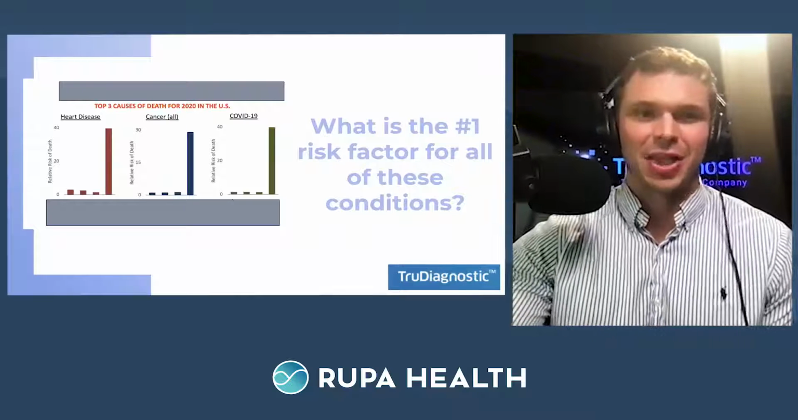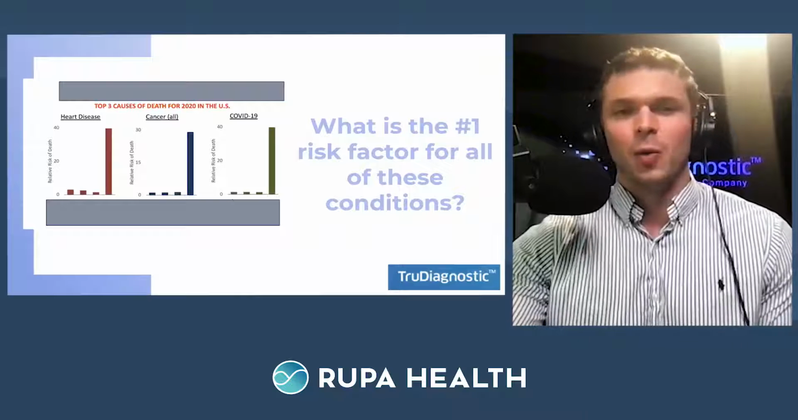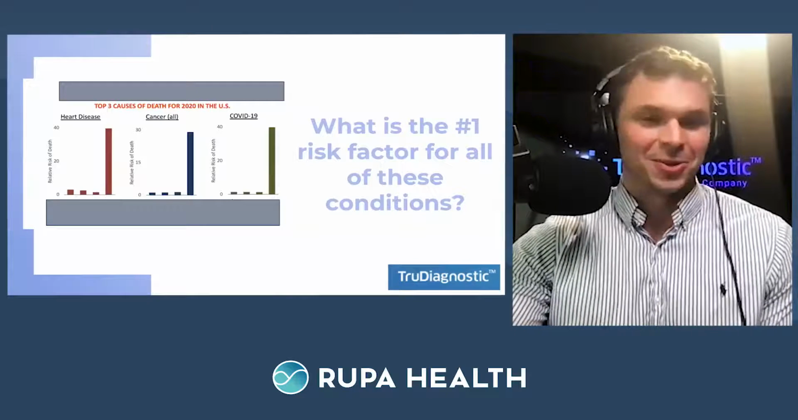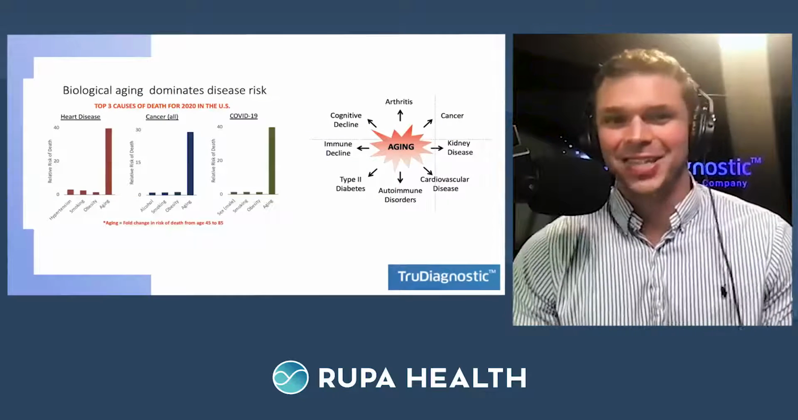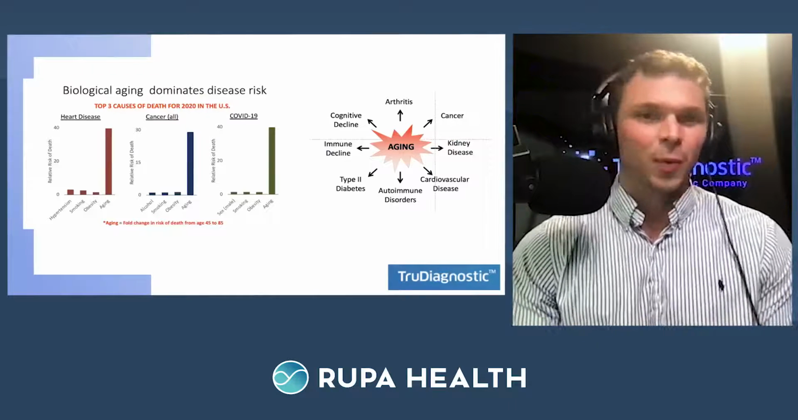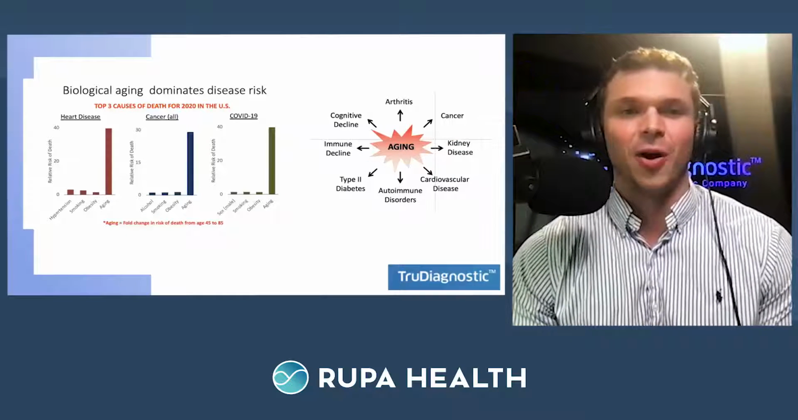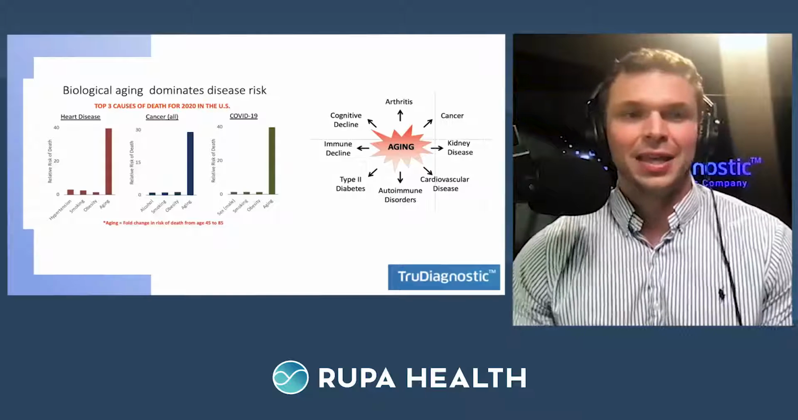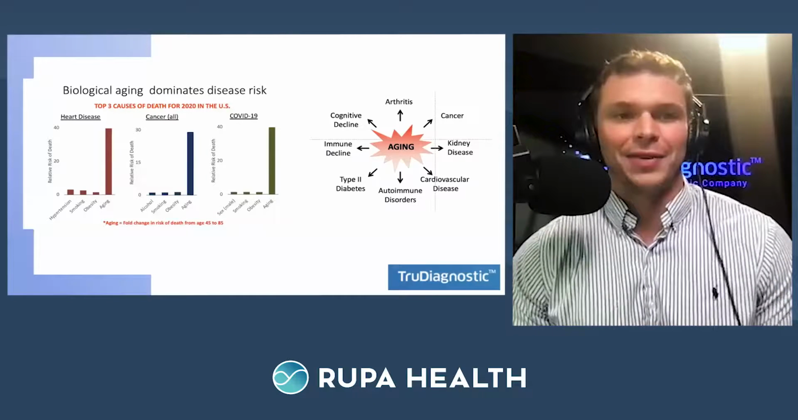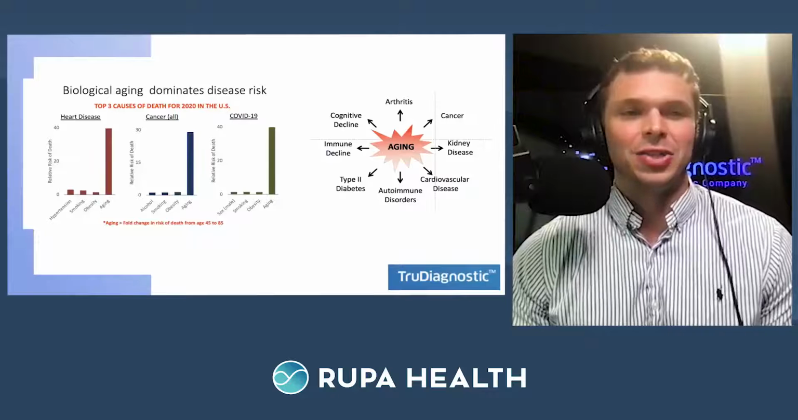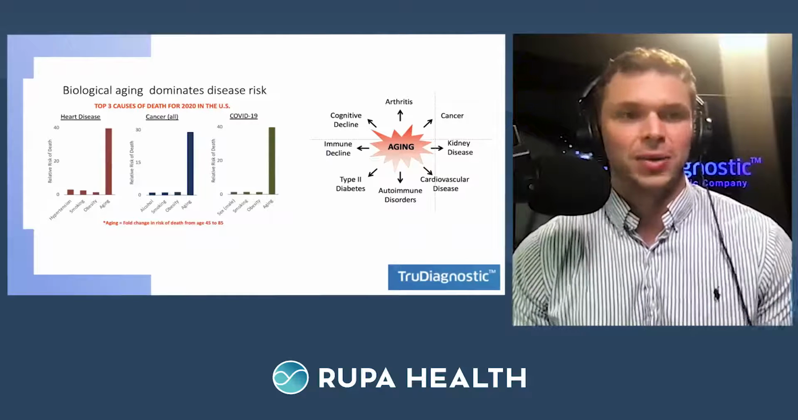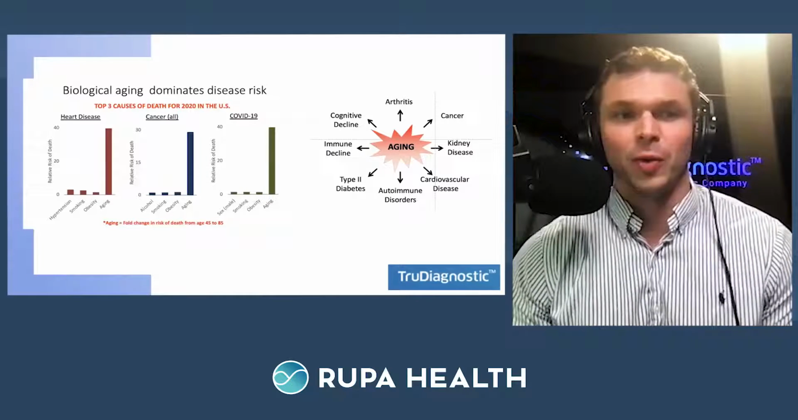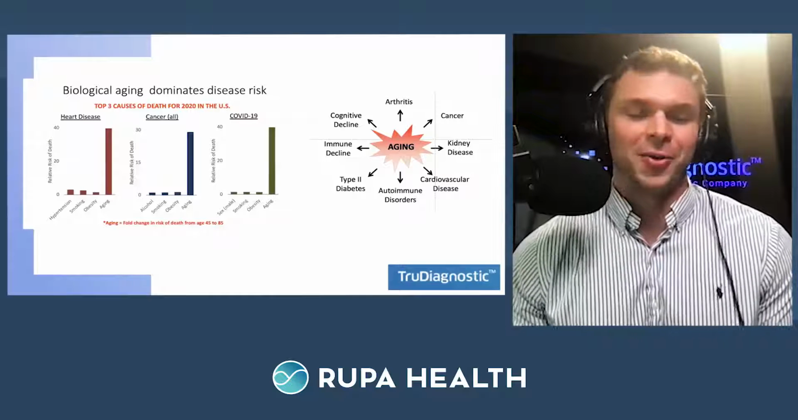I always like to use this as a thought experiment, because most people wouldn't necessarily say the answer correctly, which is definitively aging. Age is the number one biological risk factor for all of these different conditions. As you're talking to patients, these are always good graphics to show, because it shows the importance of quantifying this aging process. And it also gives them a relative reference of things that they already know are bad.